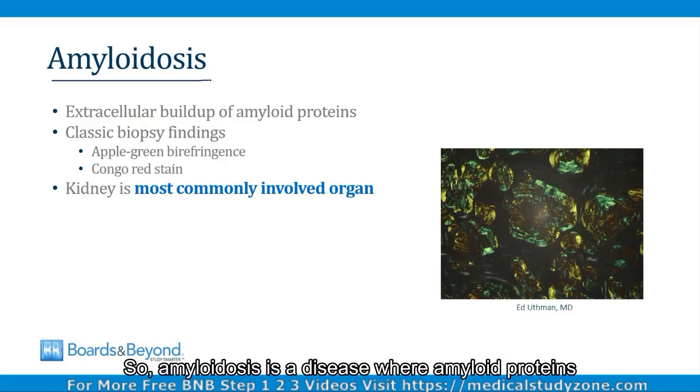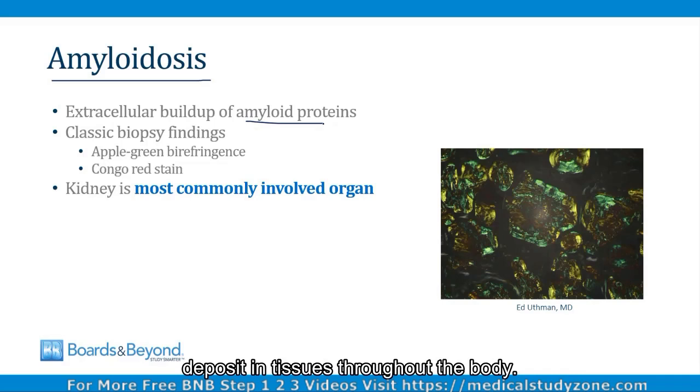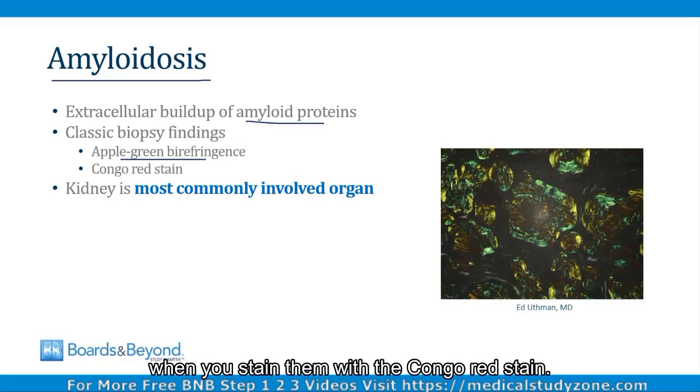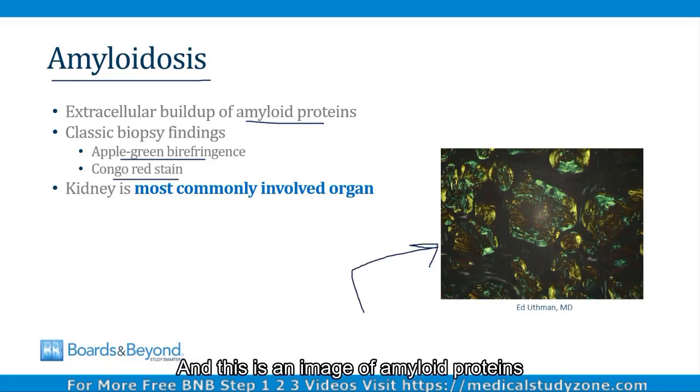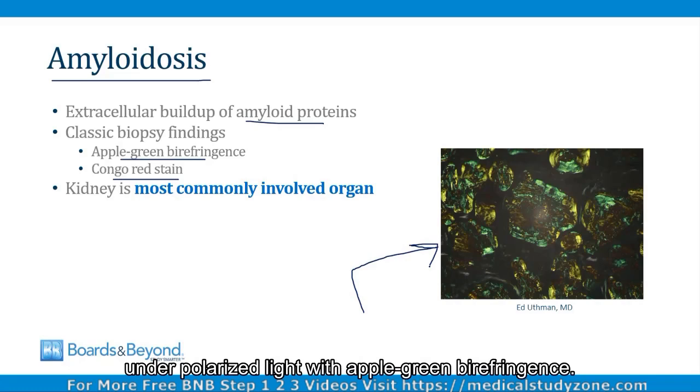Another cause of nephrotic syndrome is amyloidosis. So amyloidosis is a disease where amyloid proteins deposit in tissues throughout the body. And these amyloid proteins have a classic appearance under the microscope. They always display apple green birefringence when you stain them with the Congo red stain. And this is an image of amyloid proteins under polarized light with apple green birefringence.